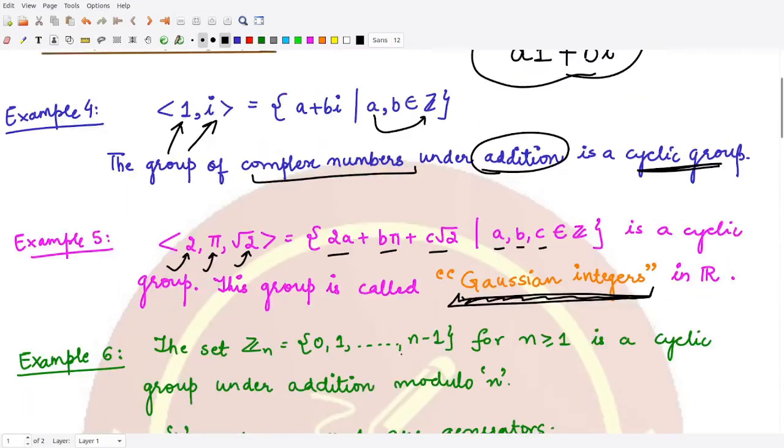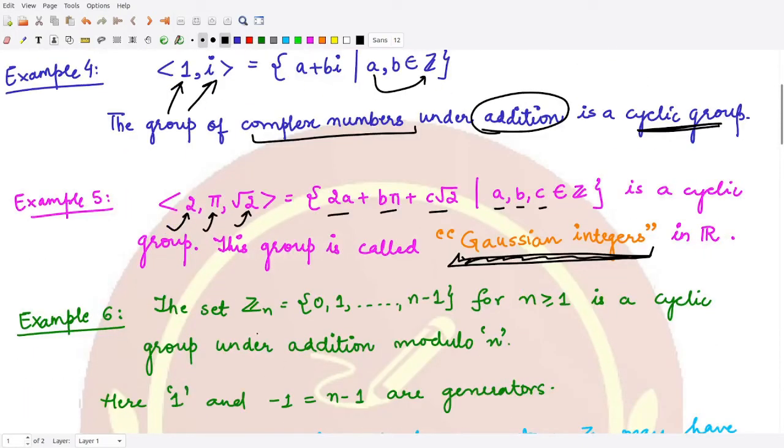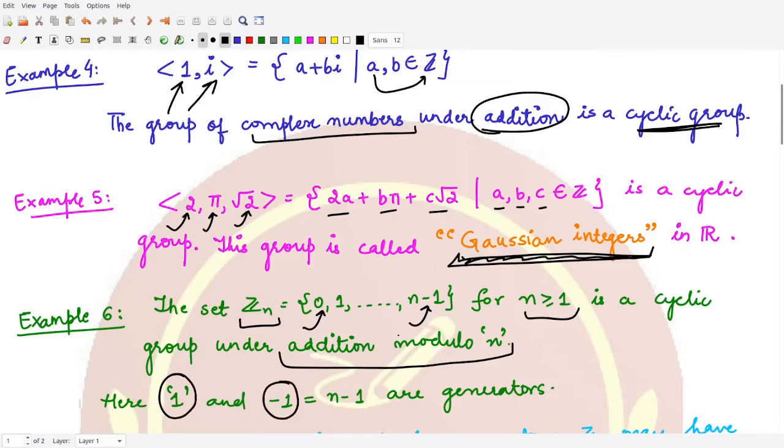Let's see another example, example 6. So here the set Zn. We have already seen that the set of integers under addition forms a cyclic group with the generators 1 and -1. Now for the set Zn, which is the set of integers modulo n, right? It will contain all the numbers starting from 0 to n-1, where n is greater than or equal to 1. This is a cyclic group under the operation of addition modulo n, right? So here the number 1 and the number -1 are under the addition modulo n. -1 represents nothing but n-1, because as such -1 is not present.